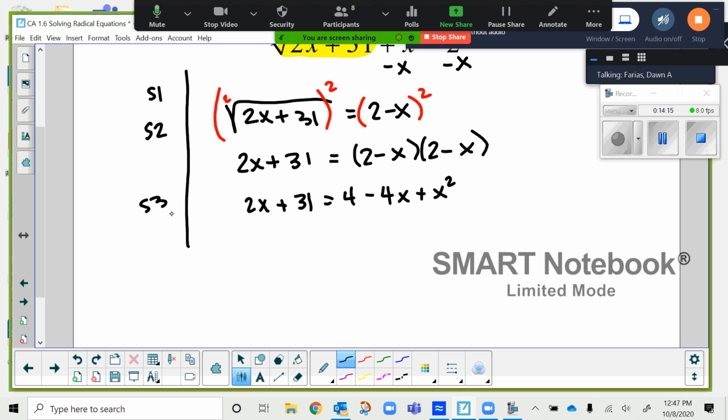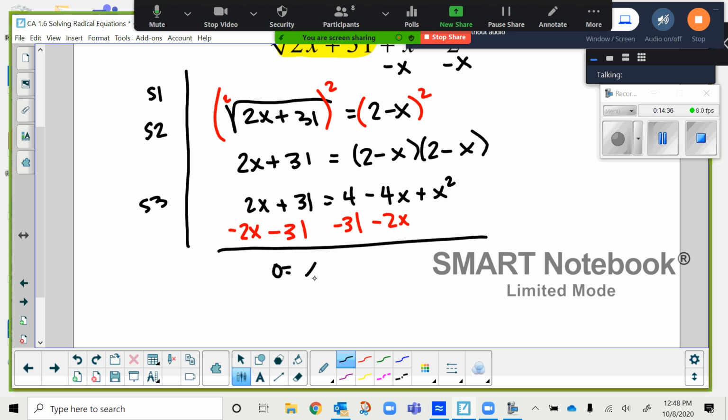So in order to get it 0 on the other side, I'm going to move 2x plus 31 over by doing the opposite to both sides. And when I write it over here, I'm going to line it up under the like terms, and I'm going to write it in standard form.